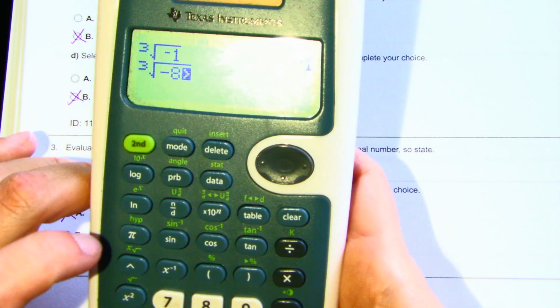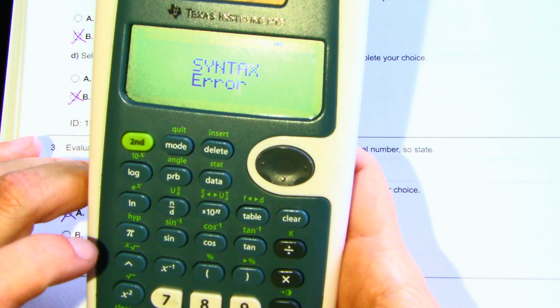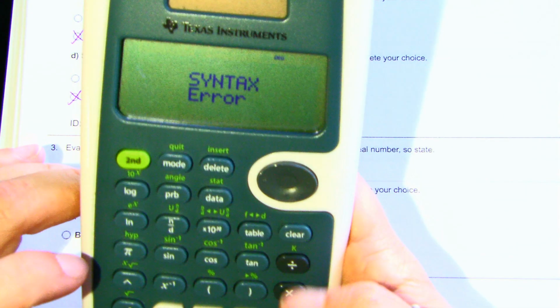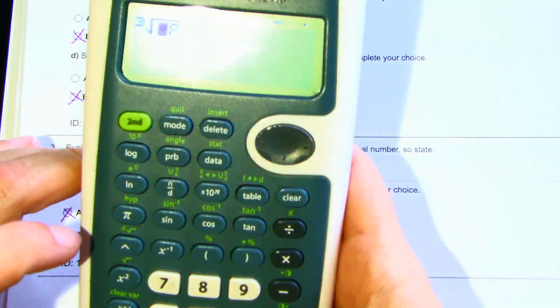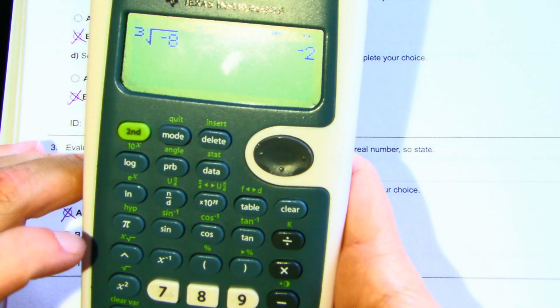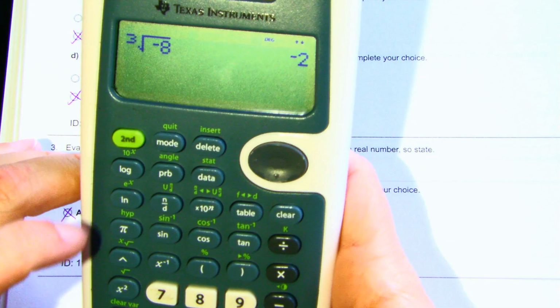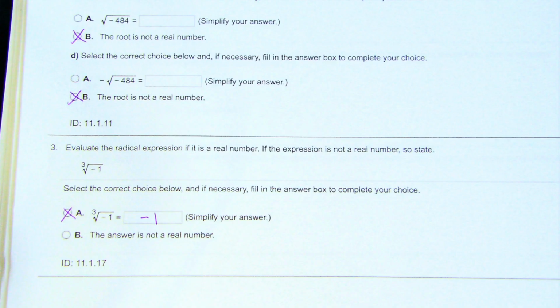Oh, see, syntax error. I did something wrong. So on that one. Oh, because I put minus instead of a negative. And see, it'll tell you that. I mean, it doesn't really tell you what you did wrong, but you can kind of figure it out once you do something wrong. Okay, let's move on.